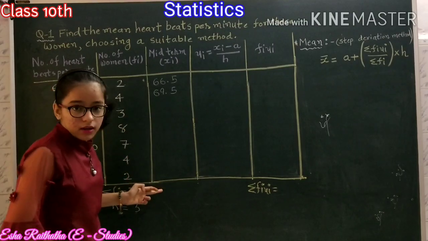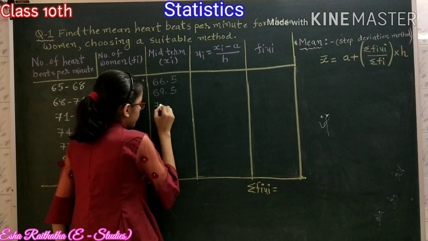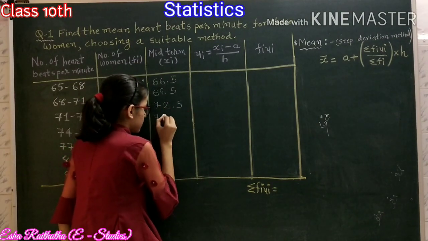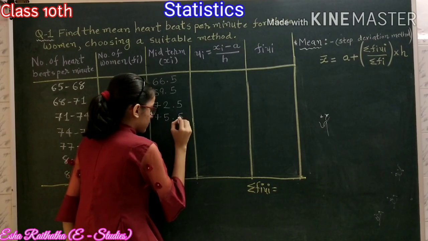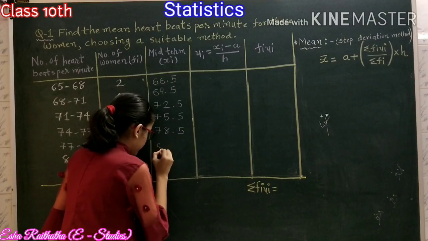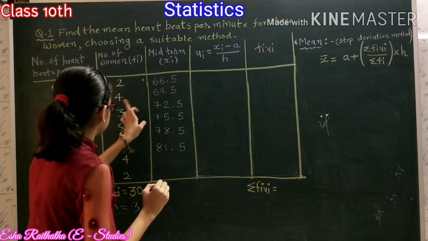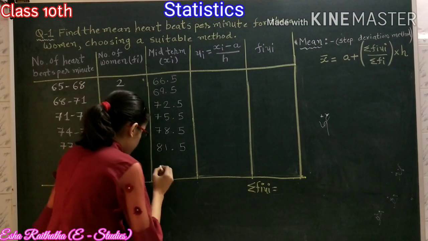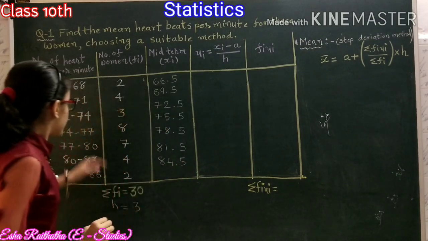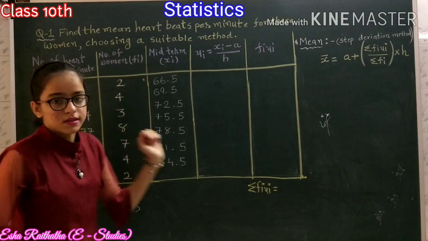Now we will find the other ones: 69.5, then 72.5, then 75.5, 78.5, 81.5, and then 84.5. These are 1, 2, 3, 4, 5, 6 and 7. We have found all seven.